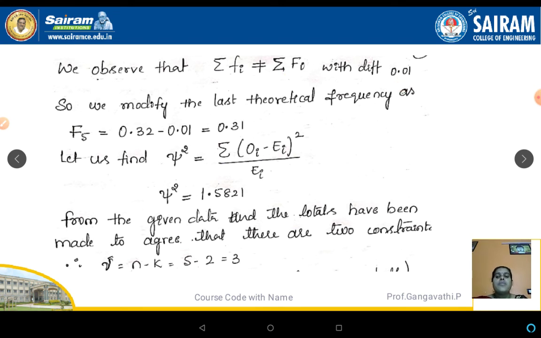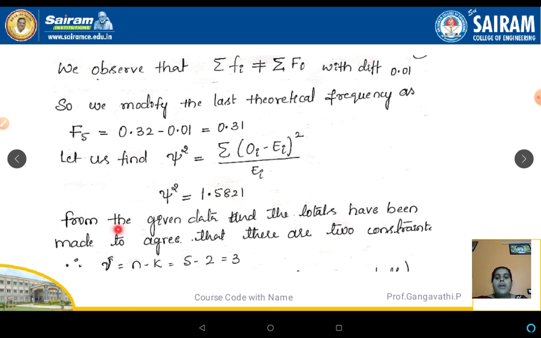So what we can do is, since the difference is very small, we can modify the last theoretical frequency. The last theoretical frequency, capital letter F5, is 0.32 minus 0.01, which is equal to 0.31. So this is one more constraint that we are taking along with the degrees of freedom which we had already. So now let us find chi-square, by using the standard formula. And the chi-square value is 1.5821.